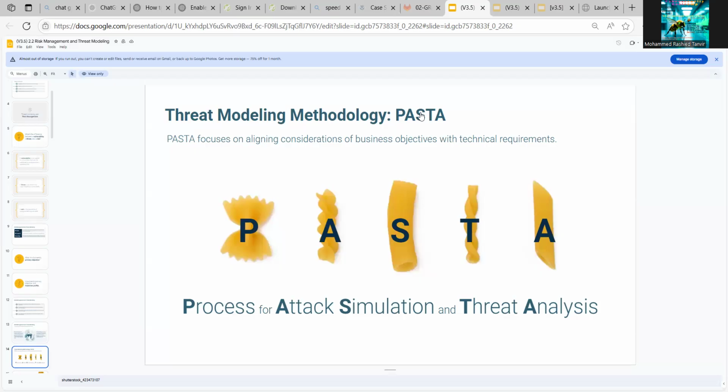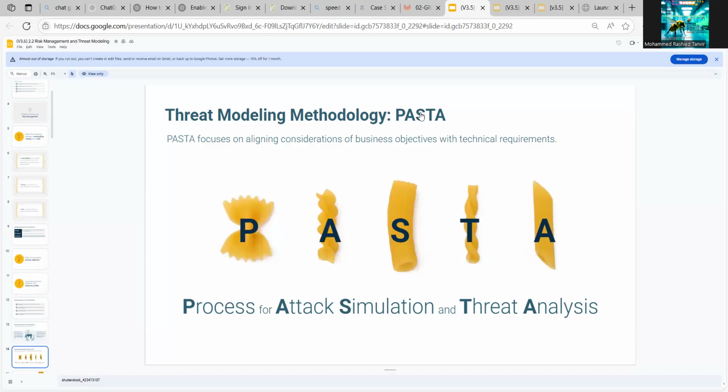There are multiple approaches to threat modeling. Security professionals often refer to the following industry standard frameworks. These are called PASTA. P means process, A means attack, S means simulation, T means threat, A means analysis. So it's called PASTA. It aims to align consideration of business objectives with technical requirements. What is PASTA doing? It aims to align consideration for business objectives with technical requirements.